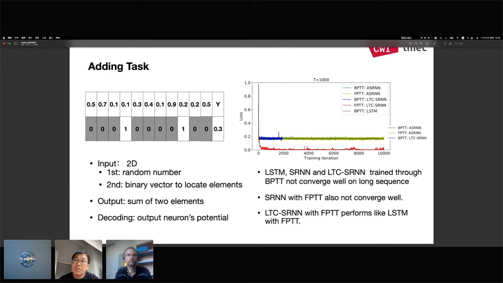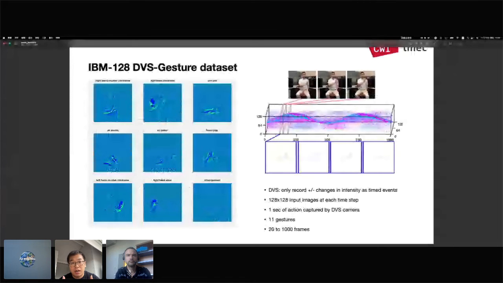But when we're using our liquid time-constant trained with FPTT, the network converges to near zero performance. It performs super good. After we verify our idea, we want to see how far we can go. Can we really gain such memory efficiency on the training? So we move our eyes to the DVS-gesture dataset.